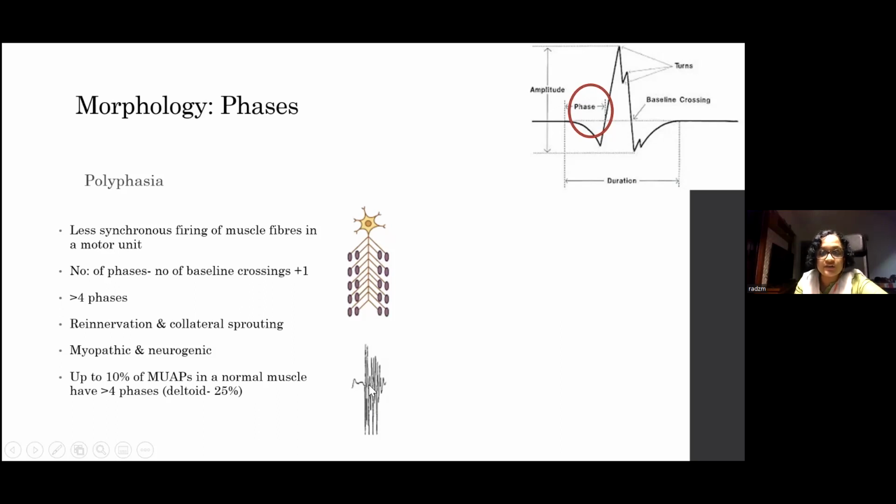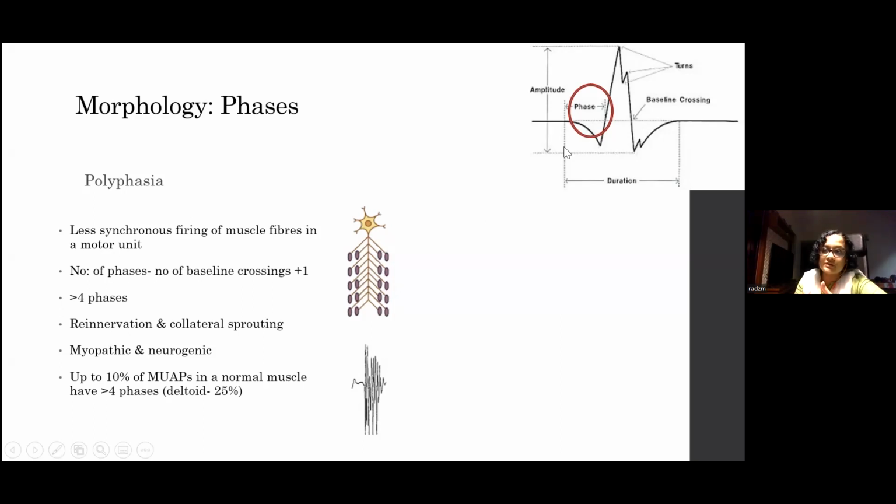But you see polyphasia also in myopathic disorders if the amplitude of the potential is short and the duration is also short. Now, why do you get polyphasia in myopathic disorders? Polyphasia in neurogenic disorders basically means there is reinnervation going on, reinnervation and collateral sprouting. But in myopathic disorders, you get polyphasia because there is asynchronous firing. So polyphasia basically happens when there is asynchronous firing. Some of the fibers are firing one time, some other fibers are firing another time.